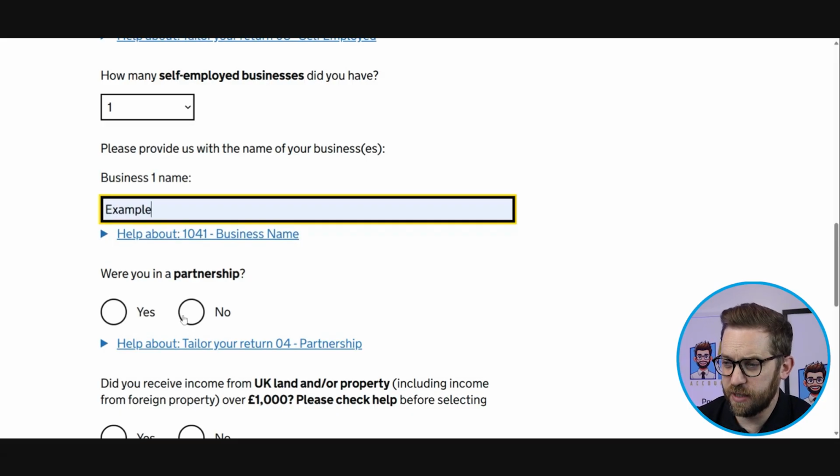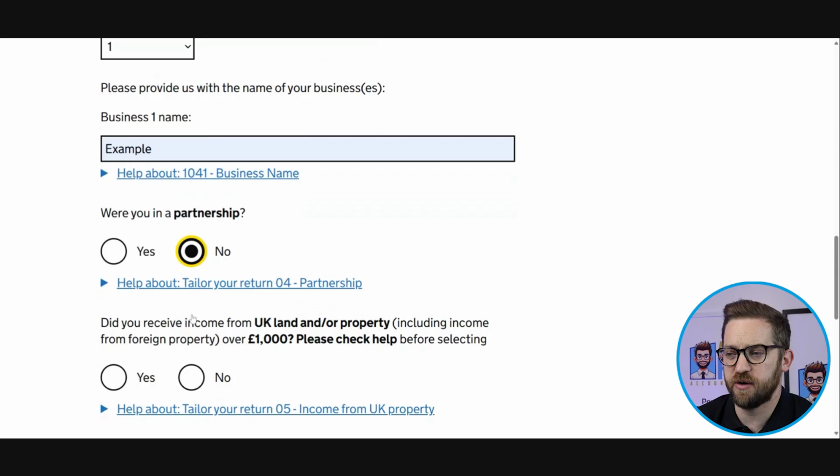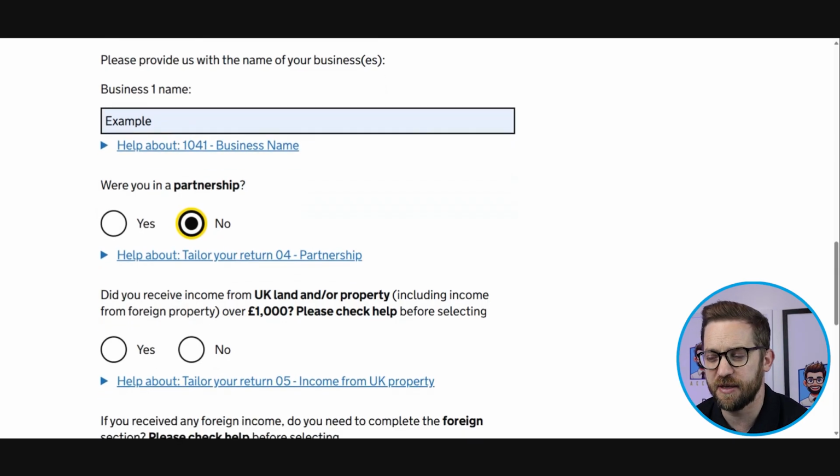Were you in a partnership? A partnership is just 2 or more self-employed people working together. However, they would normally be doing it under something known as a partnership agreement, which details who's in the partnership, who's entitled to what, and all those types of details.